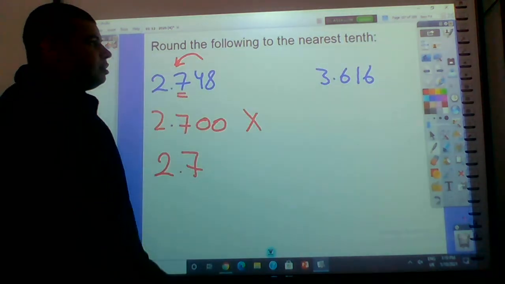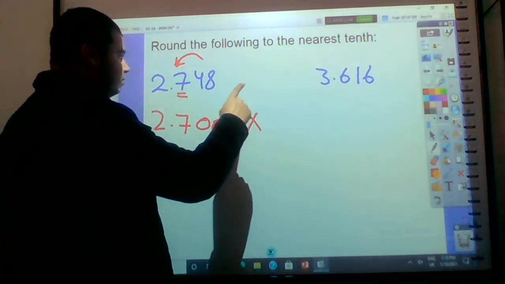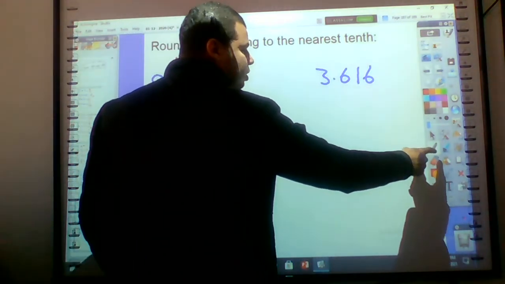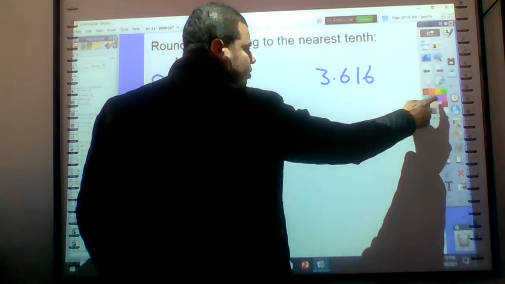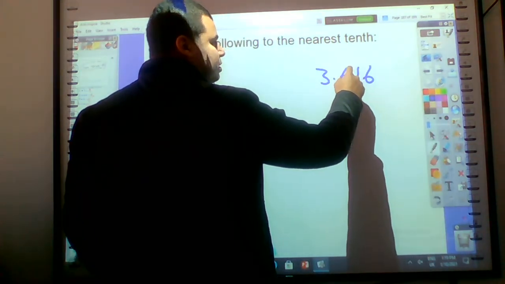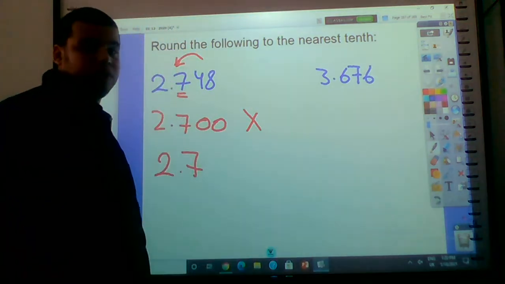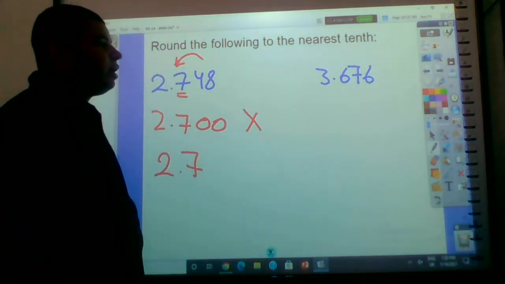Same thing here, rounding this to the nearest tenth. I want to change this number. Actually, I want to make it a strong number. So let me change the color and make this, for example, 7. Alright, so here, you can do it, guys, and then resume to check if your answer is correct.